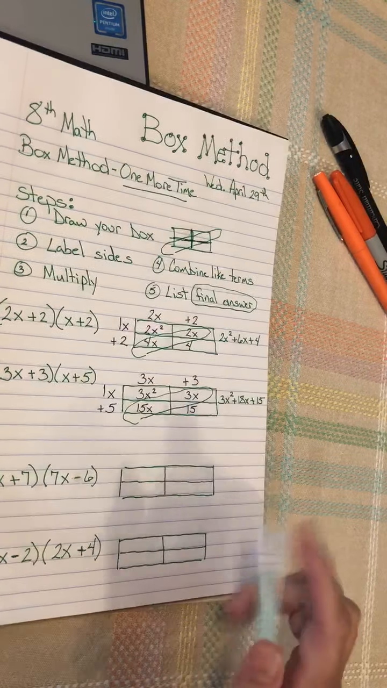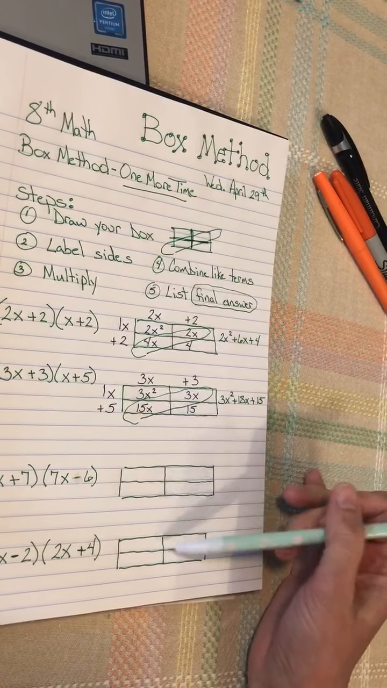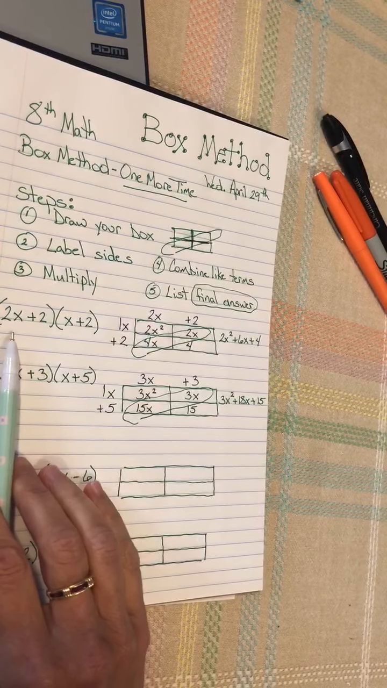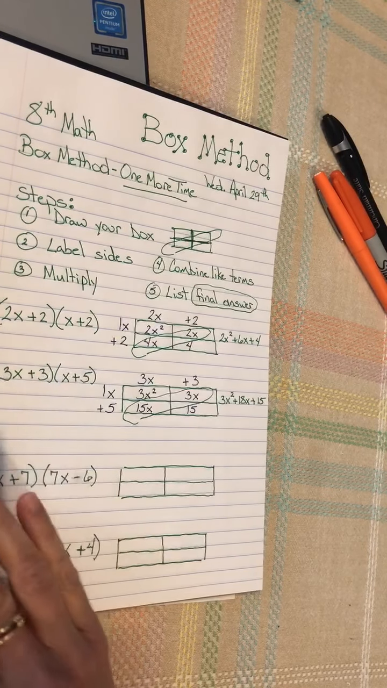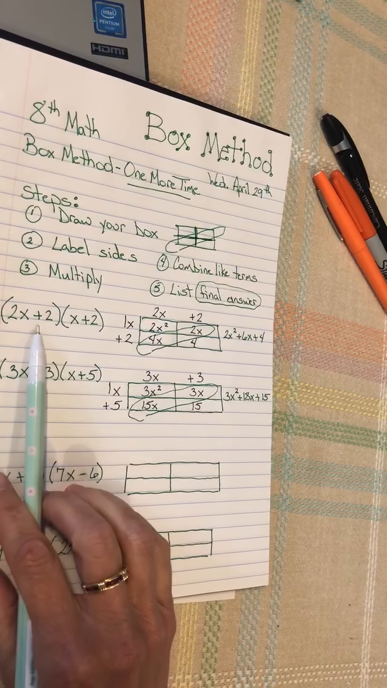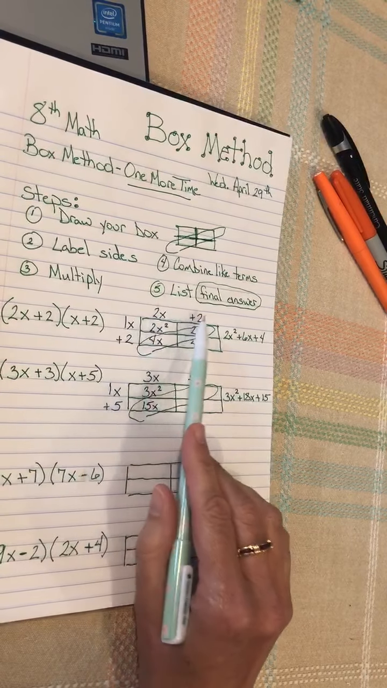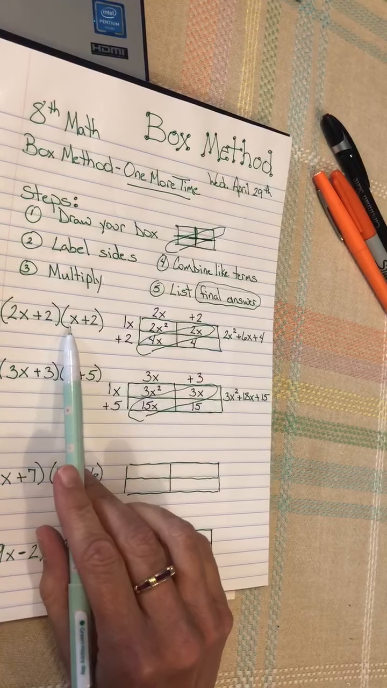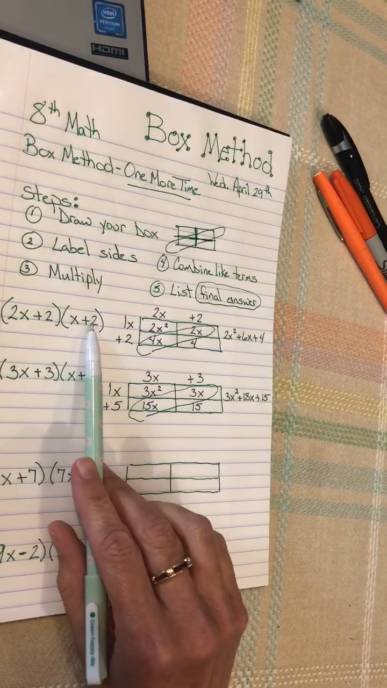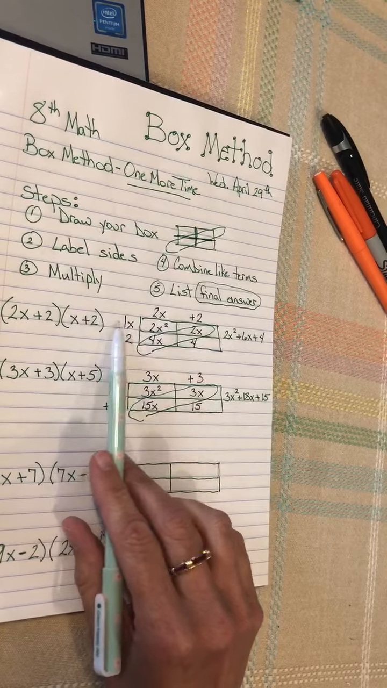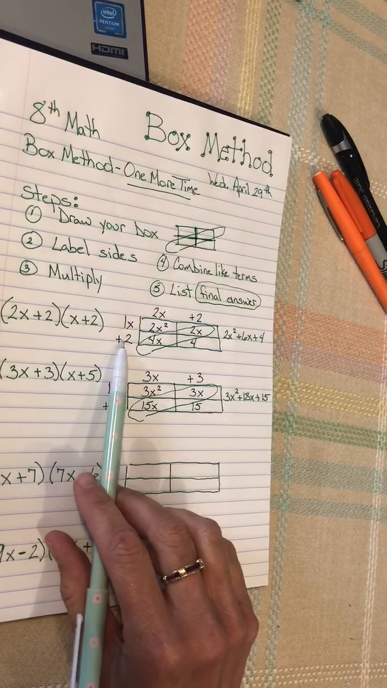Okay, so let's go over 2 that I've already worked out, and then we'll do 2 together. So here's the first one. We've got 2x plus 2 times x plus 2. So I took my first binomial, listed the 2 terms up here, 2x plus 2. My second binomial is x plus 2. I put the 1 in front of the x. If that helps you, you can do that. So 1x plus 2 listed on the side.